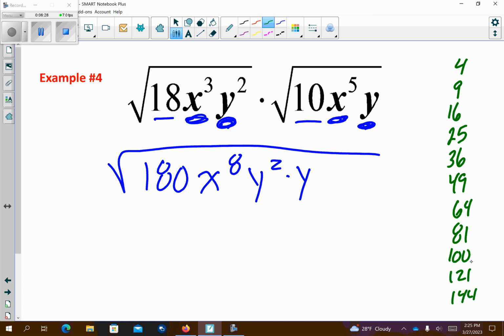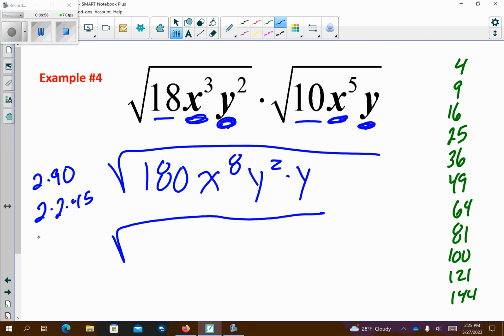Okay, so let's take a look at this. What can we break 180 down? Let's see. Where would we want to break this down? 180 would be the same thing as 2 times 90. 90 is the same thing as 2 times 45. 45 is the same thing as 9 times 5. So 4, 9. So 36 times 5 gets me 180.